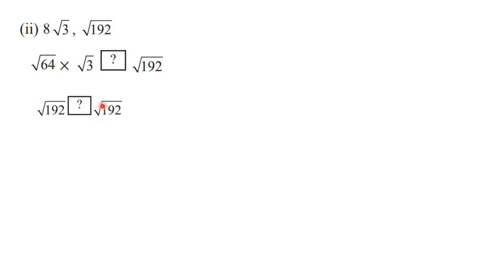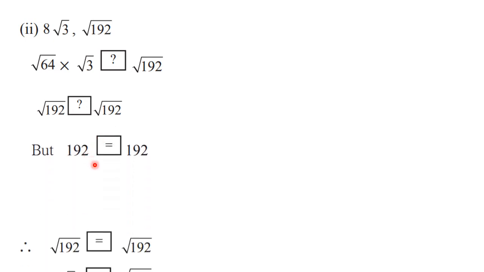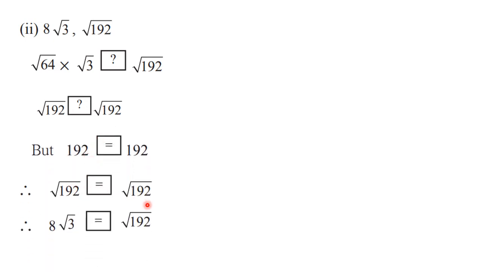Since their order is same, we can compare the radicands. So here 192 is equal to 192. Therefore, root 192 is also equal to root 192. And from this we can say that these two surds are equal. Even though when we see them like this originally, we cannot determine whether they are equal or not. But when we solve it like this, then we can say that both the surds are equal.